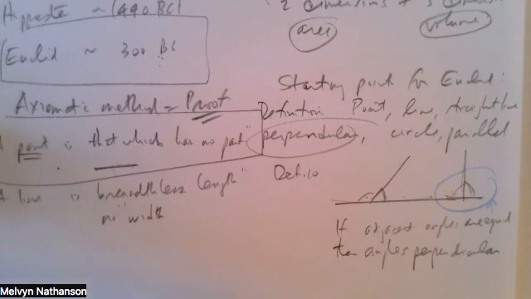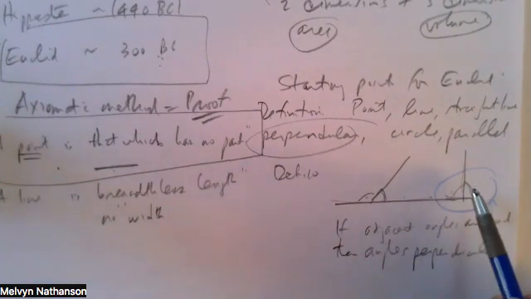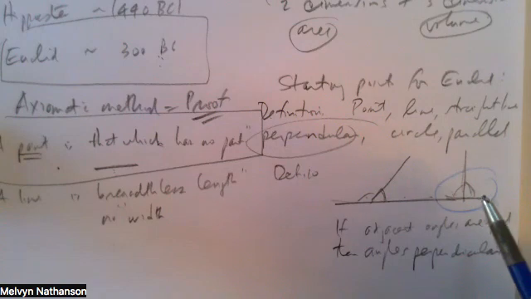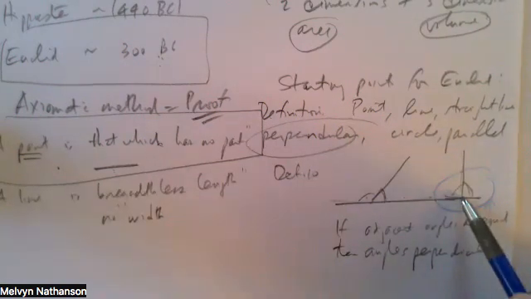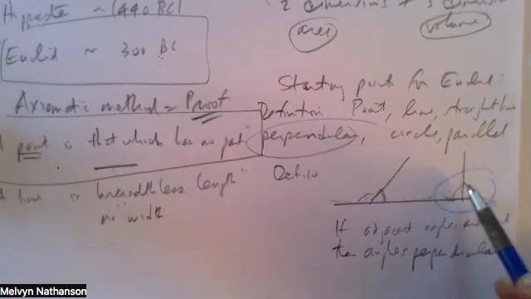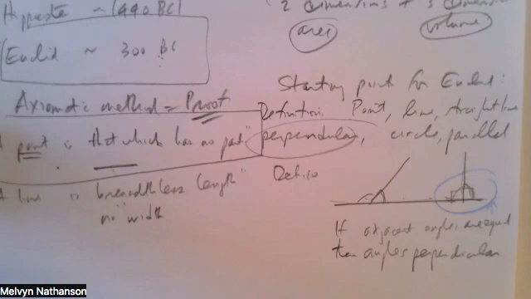So in the definition of perpendicular in Euclid, there's no measurement of the angles. It's not that angles are perpendicular if they have 90 degrees or pi over 2 radians. The definition of perpendicular is the following geometrical one. If you have one line standing on another line, if the adjacent angles are equal, then those angles are called perpendicular. That is the only definition of perpendicular in Euclid.